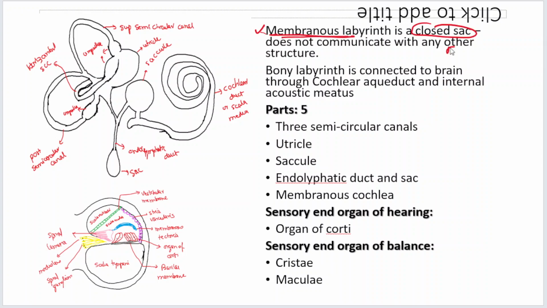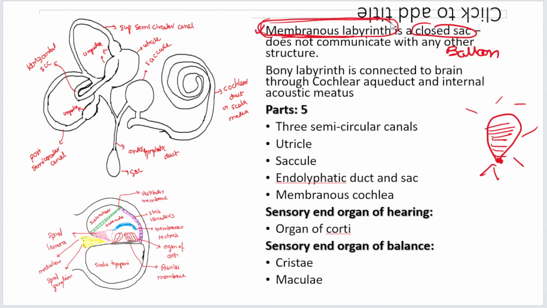it is a closed sac. It is like a balloon. Okay, a balloon is something, it's a closed sac. Okay, so it is not having any connection with any outer thing. So balloon is complete by itself. In the same way, the membranous labyrinth is also complete by itself.